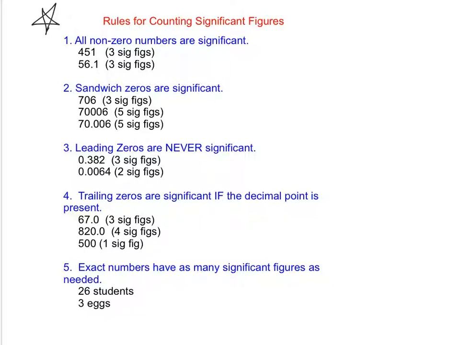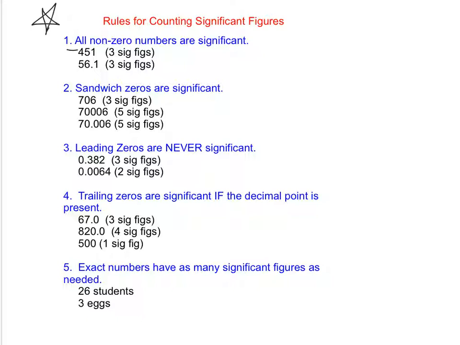Here it says all non-zero numbers are significant. So if you have a number like 451, every single one of those is some sort of measured value. They are significant digits. Same with 56.1. There are no zeros in there. Every single digit is significant. Decimal points don't matter at all, but all of those are going to be significant.